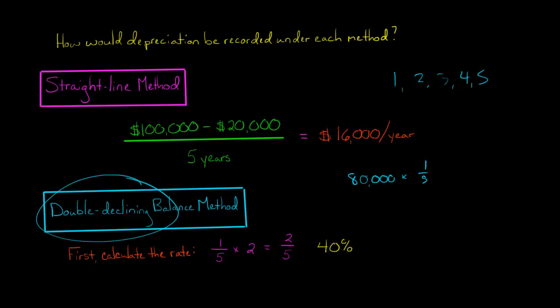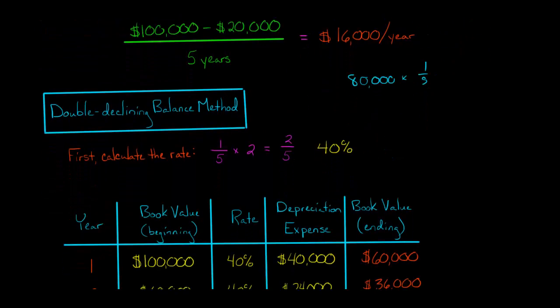So under double declining balance, it's double. So we just take the straight line rate and multiply it by 2. So that comes to 2 over 5. In other words, 40% will be our depreciation rate. Okay, so let's do the calculations.